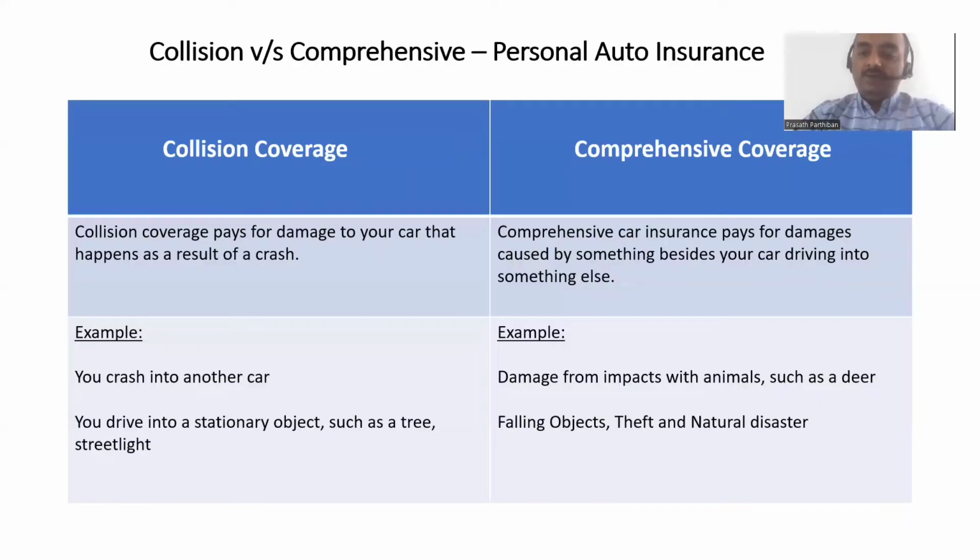Couple of examples: say you drive your car, you are not responsible for the loss or accident. A deer came and fell on your car, and as a result your car is damaged. Then you can use comprehensive coverage. Or falling objects. If you have parked your car in your parking lot and a tree branch falls on your car and damages your windows, then you can use comprehensive. Or theft, somebody has taken your car from your parking lot, and you can use that. Or any kind of natural disasters, flood or winds, then you can use comprehensive coverage.